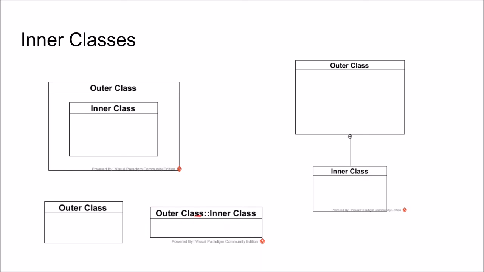In this case, we use a double colon to indicate the outer class, and you can also use packages for this notation. This is especially useful if we have a tool that does not support any of the other notations to show package containment or inner classes.